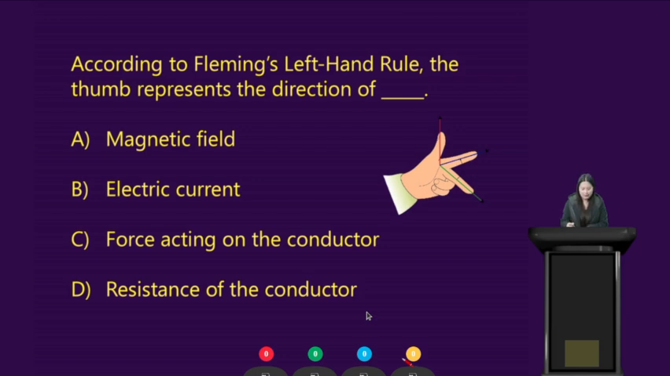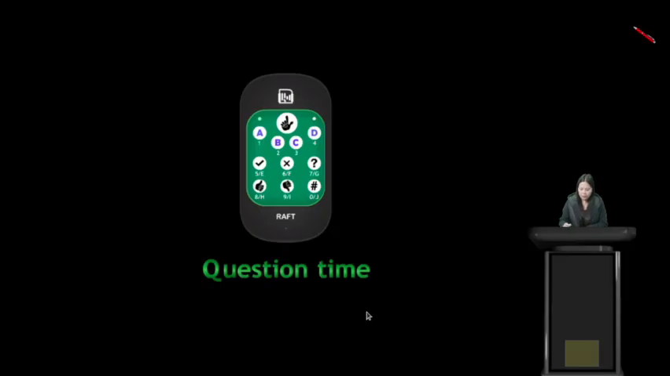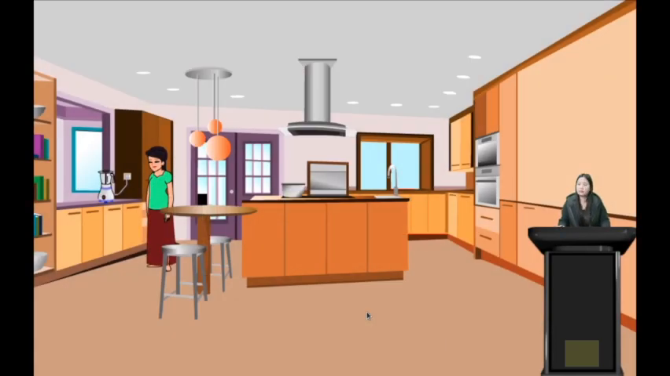Alright students, yes, very good. The correct answer for this question is option C, that is force acting on the conductor. According to Fleming's left hand rule, the thumb represents the direction of motion of the conductor or force acting on the conductor. So option C is the correct answer. Alright students, let us continue.